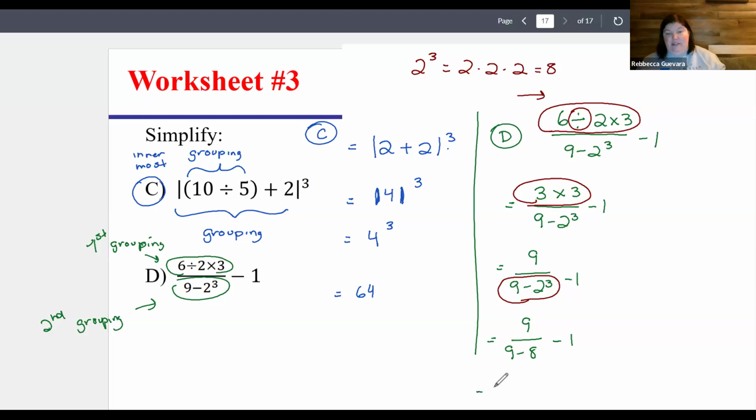Now 9 minus 8 is just 1. So what we have is 9 divided by 1, which is just 9. So in this case, when it's just single numbers and there's no more operators, we just treat this as the operator. That is division now. That's all it is. It's no groupings. So this 9 over 1 is just 9, minus this one leaves us with an 8.